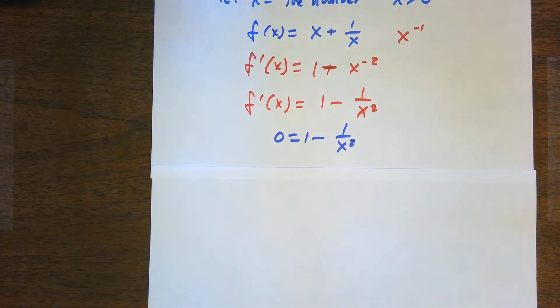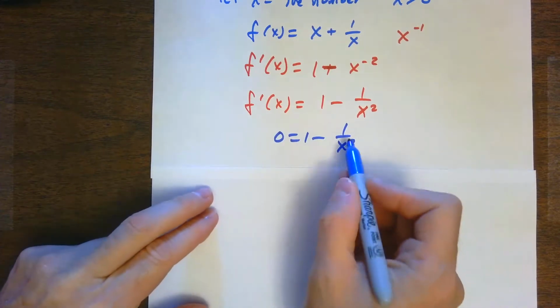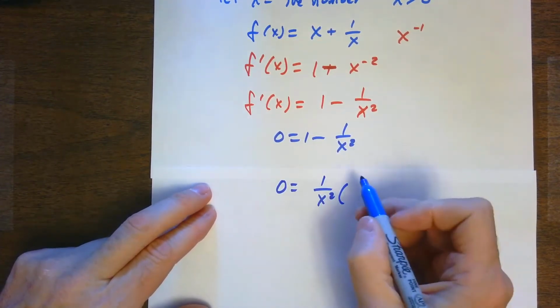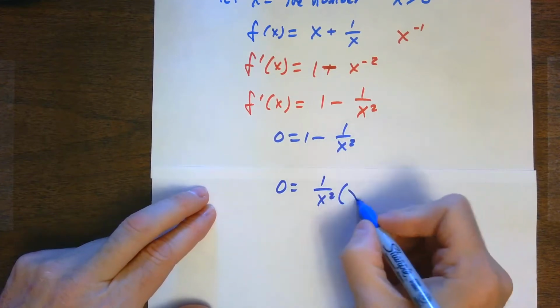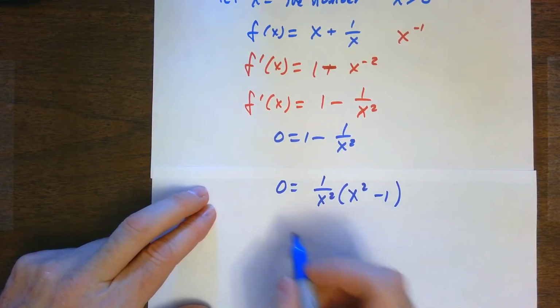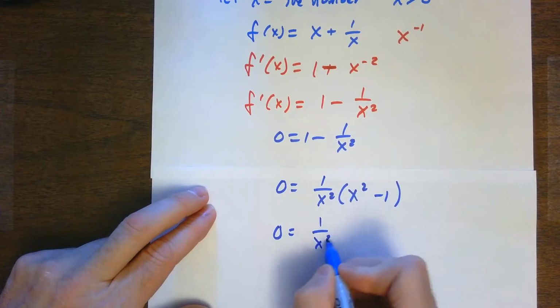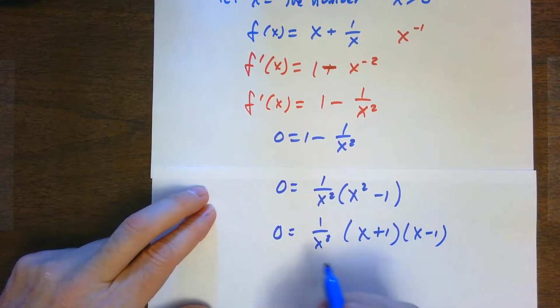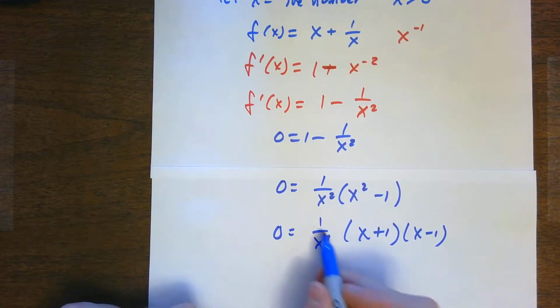Let's see, what can I do? If I factor out a 1 over x squared, what would I get left? Well, that would have to be an x squared minus 1. Makes the factoring a little bit easier. So, what would make that equal 0?